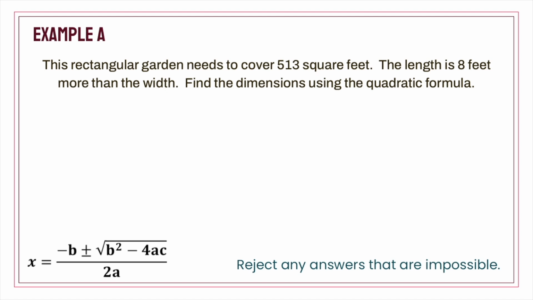And we've got the quadratic formula down there, and it wants us to know that we need to reject any answers that are impossible, because length and width can't be negative numbers, so therefore we can't have negative lengths and they are impossible. So any of those answers we can rule out.